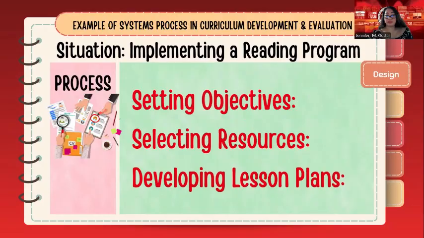For our process, we can set the objectives. For example, increase the percentage of students scoring above grade level in reading comprehension by 15% within one academic year. Another is the selection of the resources. This might involve choosing new textbooks, online resources, and supplementary materials.